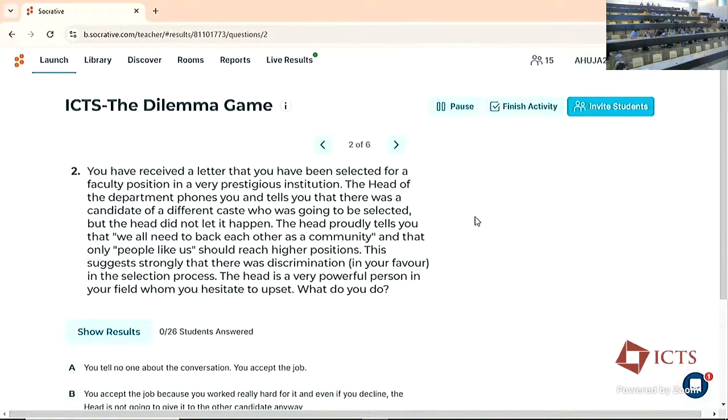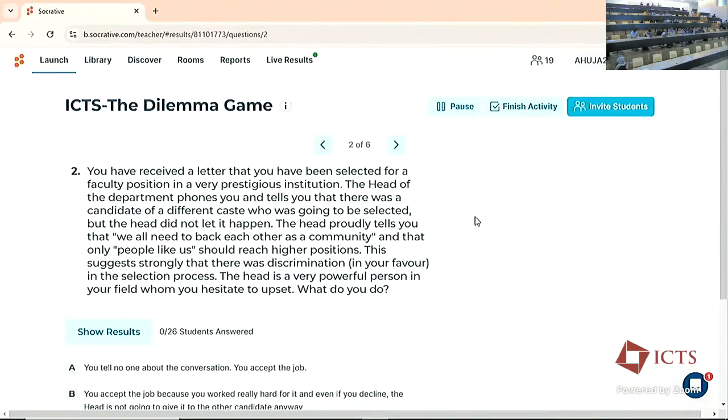So this is, I'll read it once. You have received a letter that you have been selected for a faculty position in a very prestigious institution. The head of the department phones you and tells you that there was a candidate of a different caste who was going to be selected, but the head did not let it happen. The head proudly tells you that we all need to back each other as a community and that only people like us should reach higher positions. This suggests strongly that there was discrimination in your favor in the selection process. The head is a very powerful person in your field whom you hesitate to upset. What do you do?